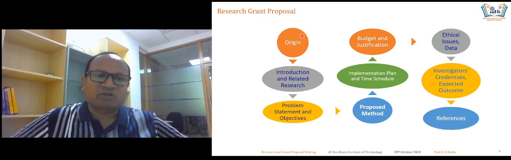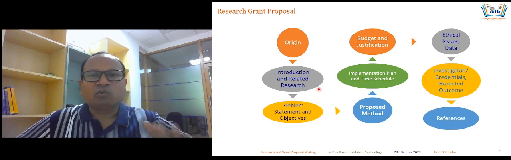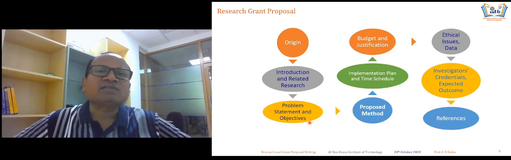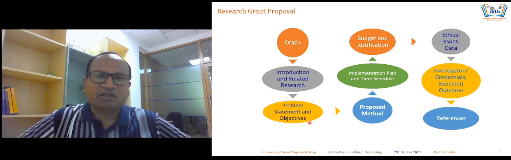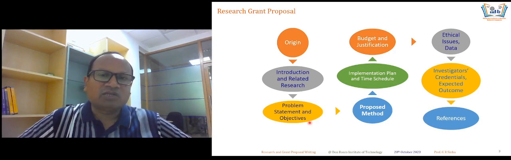Then comes introduction and related research. This you have to do exactly what we generally do in the research paper. Then we have to identify the problem and articulate the research objectives. Research objectives have to be very specific, not so many. You can write 2 to 3 major research objectives in 2 to 3 bullet points which you want to achieve.